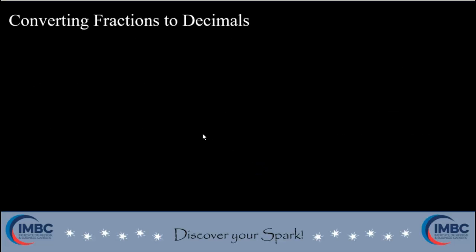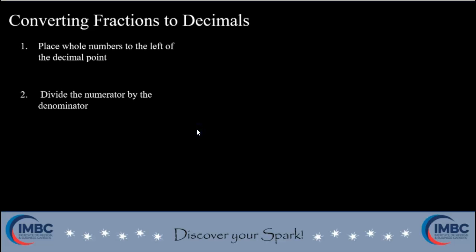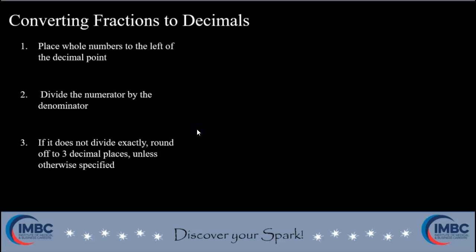So that's converting decimals to fractions. Last, converting fractions to decimals. So step 1, place whole numbers to the left of the decimal point. Divide the numerator by the denominator. If it does not divide exactly, round off to 3 decimal places, unless it's otherwise specified. So let's use 5 3/7. So place whole numbers to the left of the decimal point. So again, we're making this into a decimal, so 5 point. And we've got to change the fractional part, 3/7, into a decimal. So again, to do that, we divide the numerator by the denominator. So 3 divided by 7.